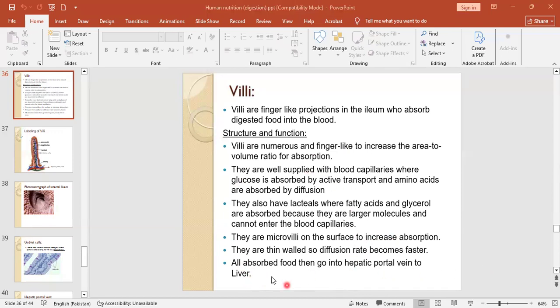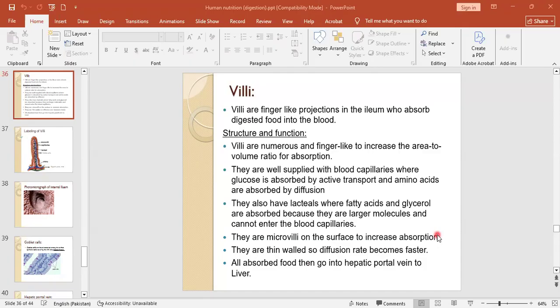This is the structure and function of the villi. So if the question comes, describe the structure and function of the villi, you will write down all these points: all the key terms related to the structure, the capillary and its processes, the lacteal and the microvilli, and how they are thin walled, and you will mention the hepatic portal vein in that answer. Is it clear how you will write the answer?